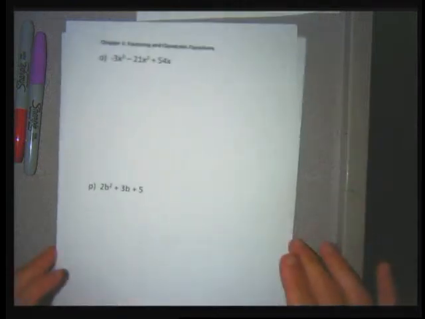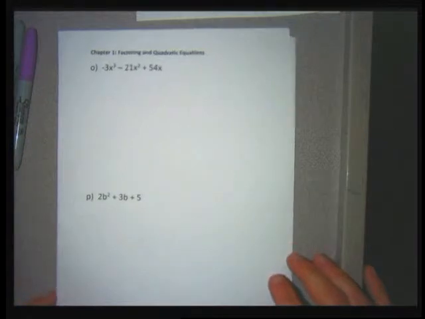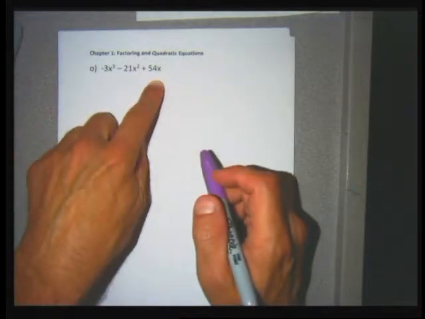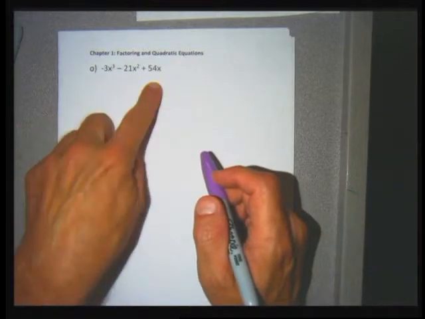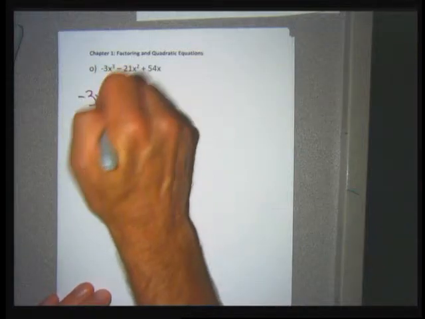O has a common factor that I need to deal with first, and it starts off with a negative. Anytime you're asked to factor, if the first term is negative, you need to factor out the negative at least. Each of the numbers is divisible by 3, so I'm going to factor out a 3. They each have an x, I'm going to factor out an x. So I'm going to start off by factoring out a negative 3x.